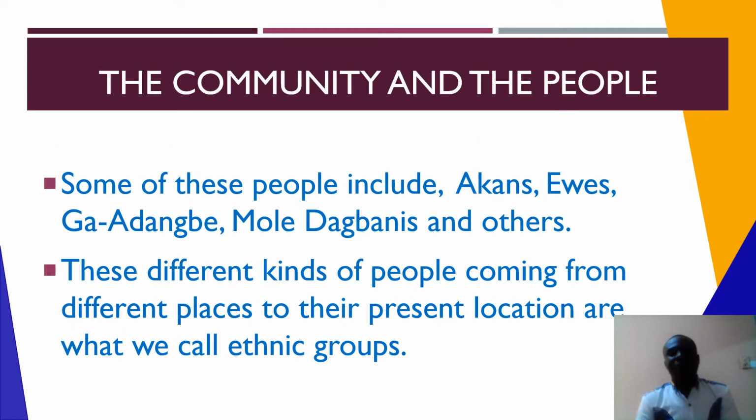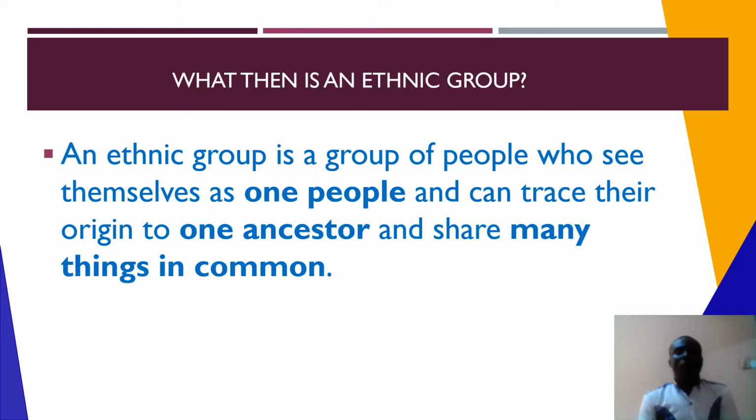Some of these people that we are talking about in our communities include the AKANS, the Ewes, the Gadangbe, the Mole Dagbanis, and many more. These different kinds of people coming from different places to their present location are the people we call ethnic groups. I repeat, these kinds of people coming from different places to their present location are the people we call ethnic groups. Now, let's consider what an ethnic group is.